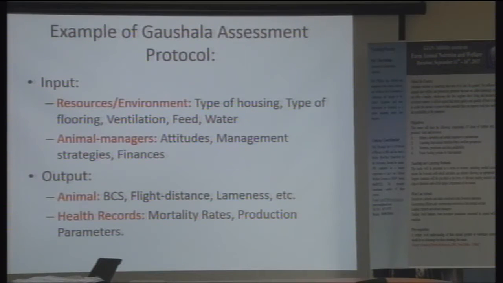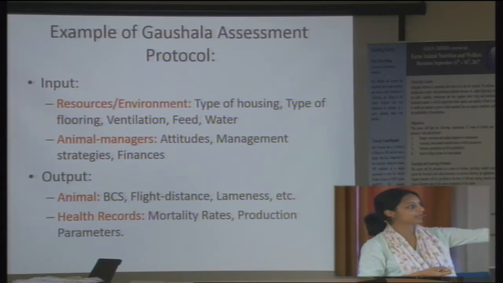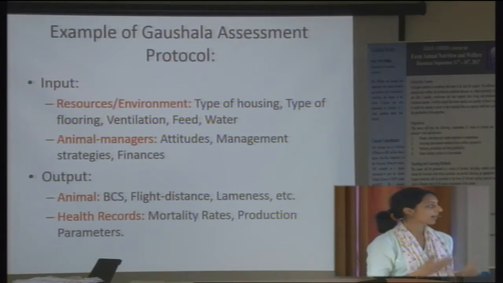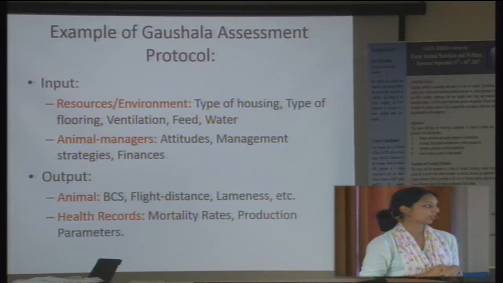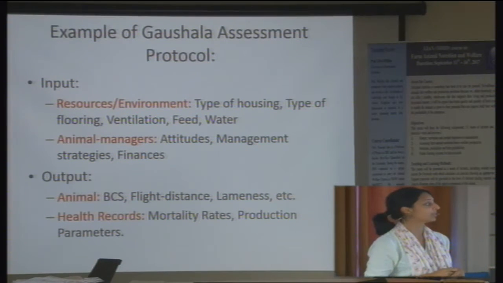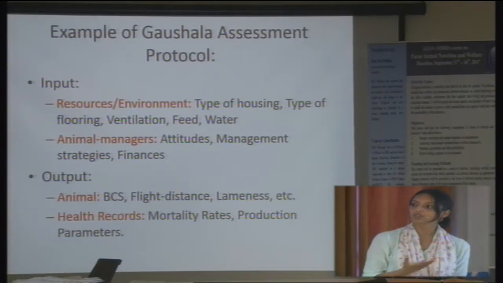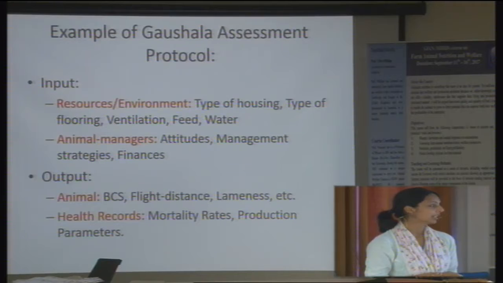We measured a lot more than this, but in input, so we took input and output. In input, you would consider the environment. So for the environment, we measured all kinds of things: type of housing, flooring, ventilation, what feed was given, how many times the feed was given, whether the water was given ad lib. And we also questioned animal managers. So we asked them about their attitude towards animals, how much study they had done, if any, how much money was put into the Gaushalas and how it was calculated, things like that.